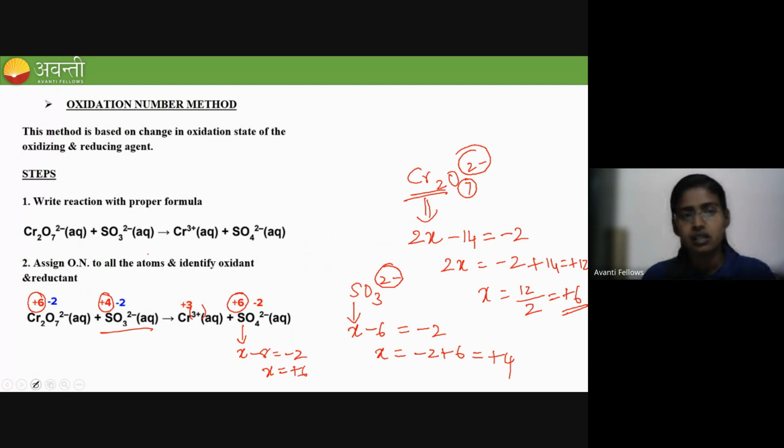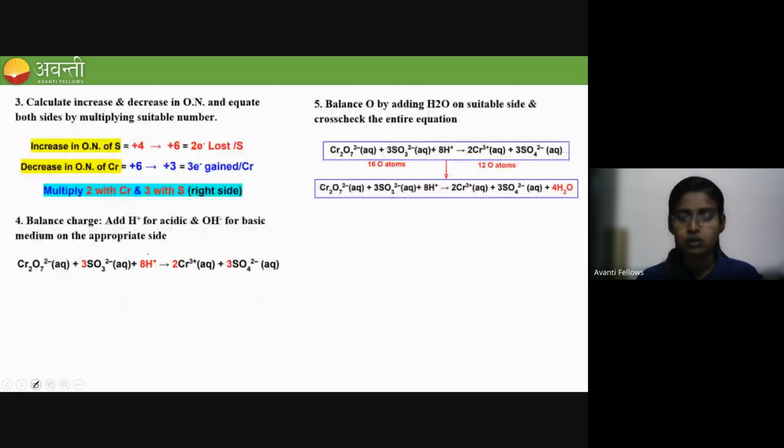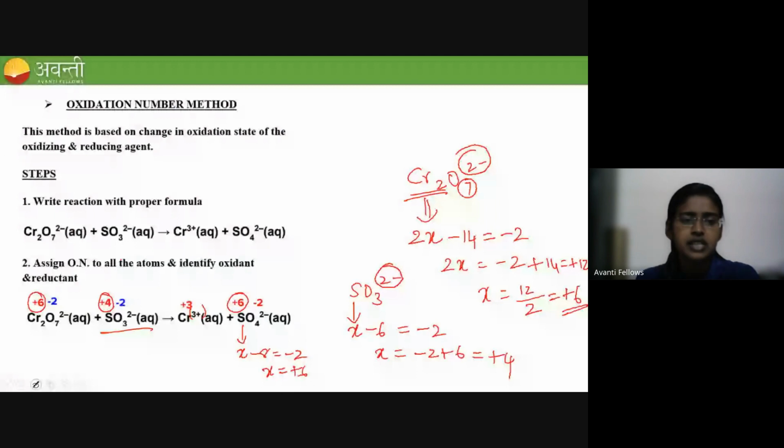Now I have assigned oxidation number to all the elements given in the equation. My next step is to calculate the increase and decrease in the oxidation number of each element and equate both sides by multiplying by a suitable number. Now, if you see the oxidation state, sulfur is moving from +4 to +6 and chromium is moving from +6 to +3. Keep this in mind, okay?